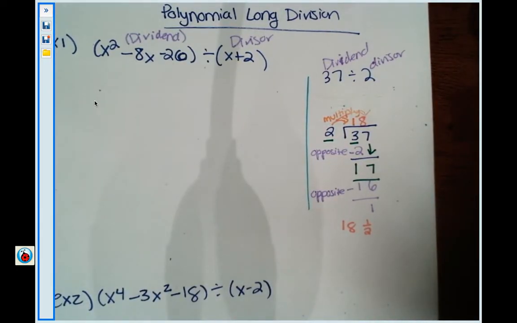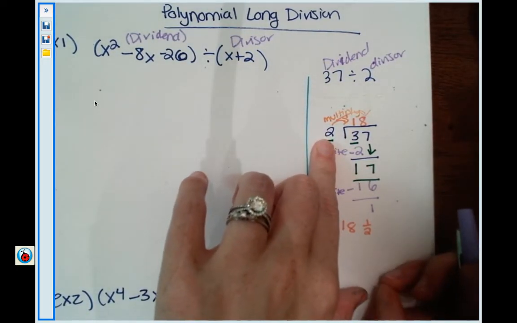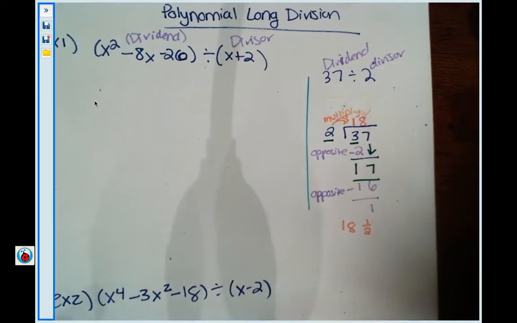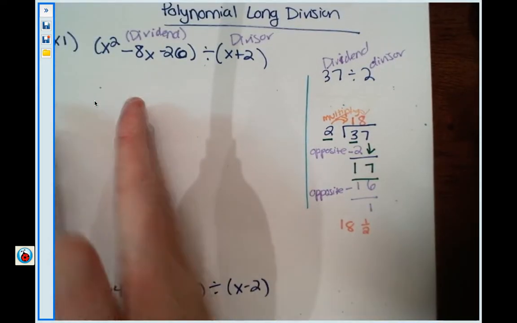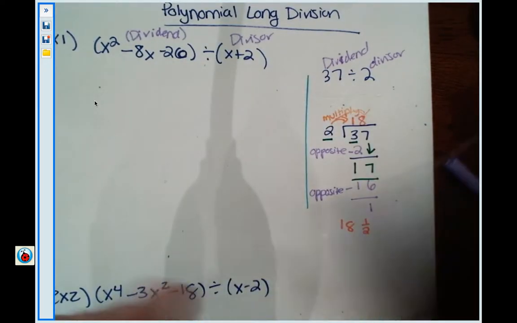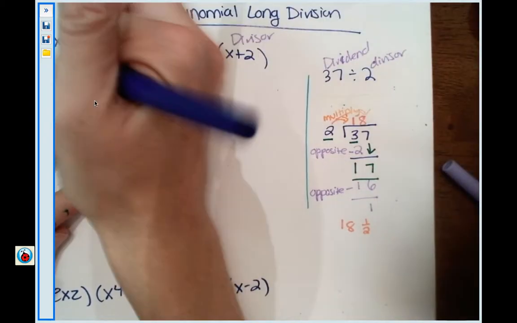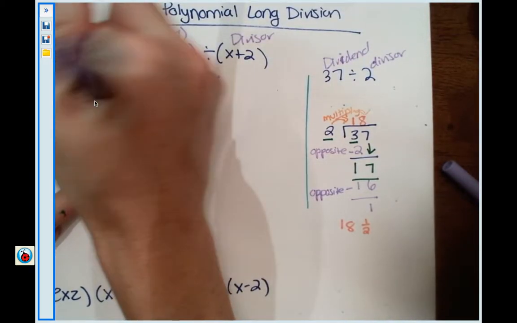If you see here, we put the divisor on the outside of our long division bar and our dividend on the inside. So that's the first step. We want to put the divisor on the outside and the dividend on the inside. That is what I'm going to be doing first. Alright, so my divisor is x plus 2.